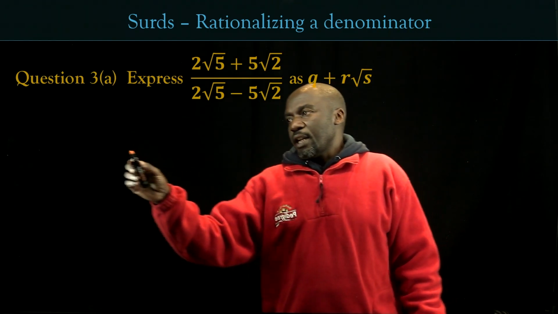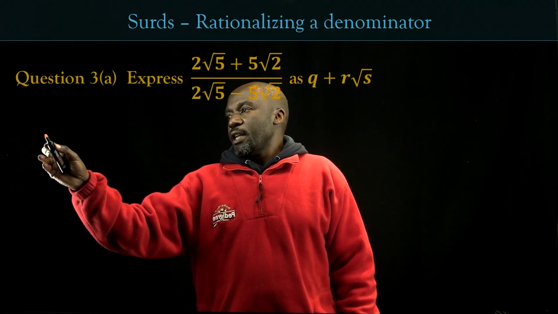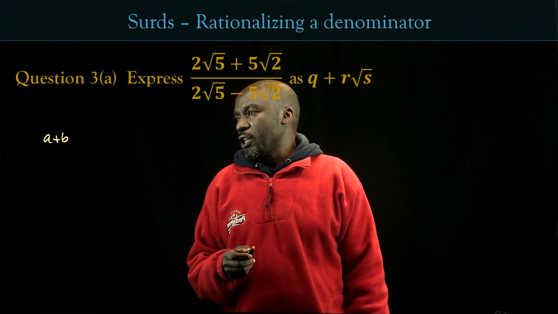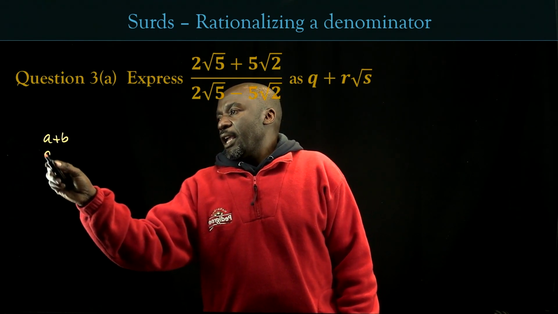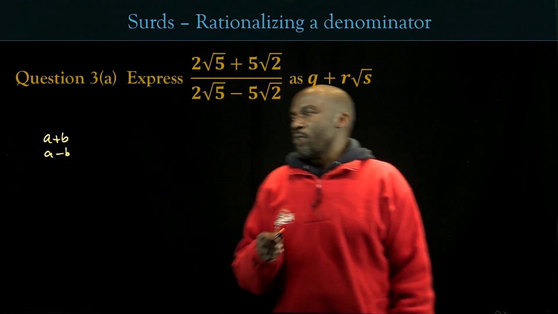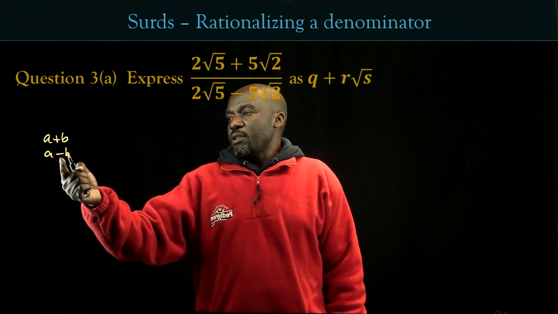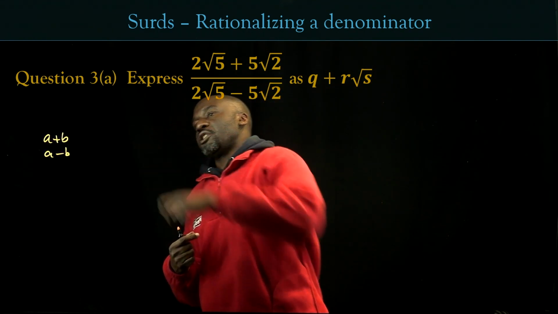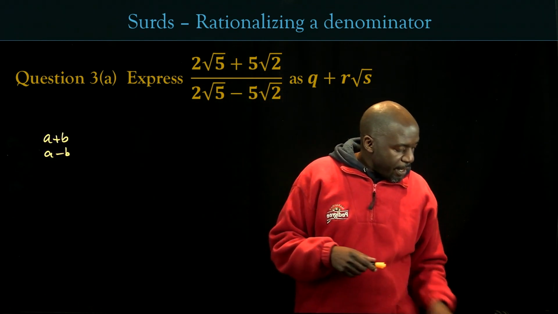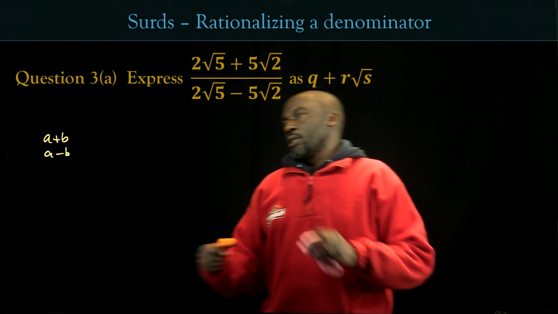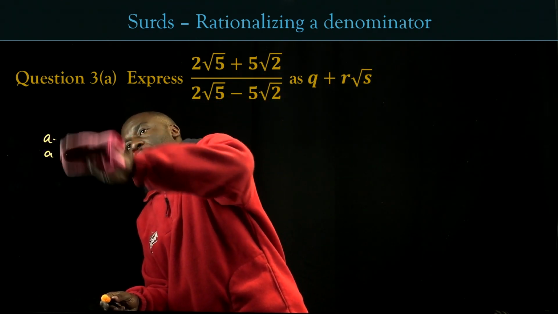So, given an expression, if you're given a plus b as a binomial expression, then a minus b is called the conjugate of a plus b. So if I'm given a minus b, then a plus b is the conjugate. So these two expressions are conjugates of one another. Okay? I'm going to use that idea to solve this problem.